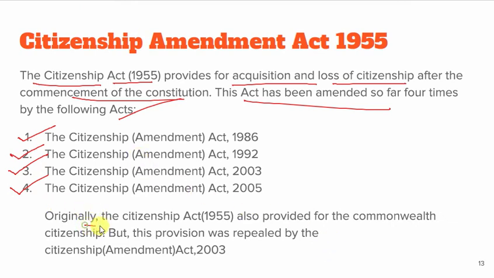Originally, the Citizenship Act 1955 also provided for Commonwealth citizenship, but these provisions were repealed by the Citizenship Amendment Act 2003. So these are the amendment acts which were amended so far in the Citizenship Act 1955.